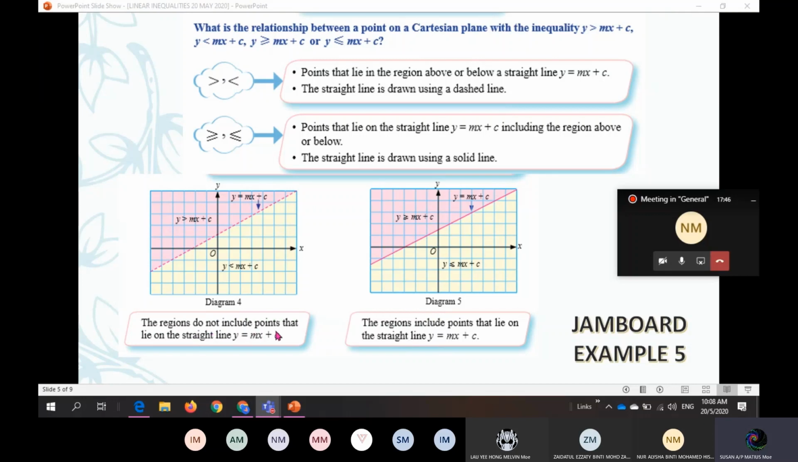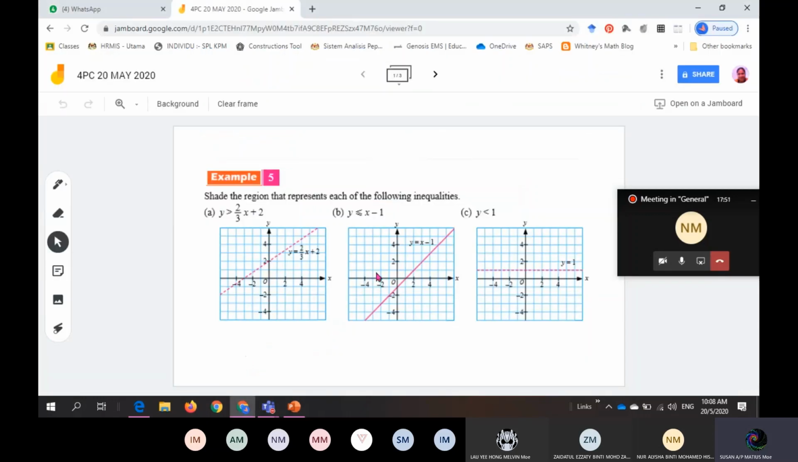Okay, so let's look at some examples first. Okay, guys, this is example 5. So let's do example 5.